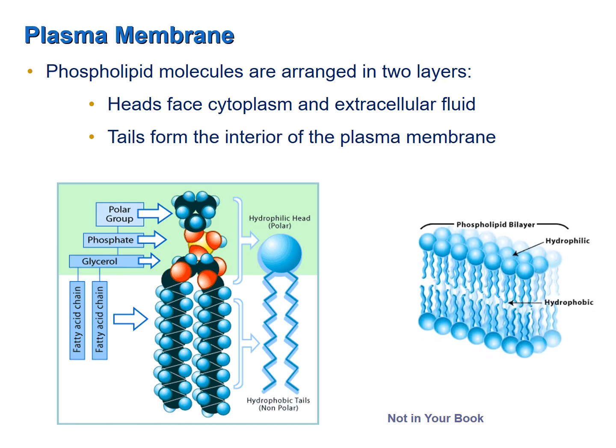The phospholipids arrange themselves in two layers such that the hydrophilic heads are in contact with the water of the extracellular fluid and the water of the cytoplasm. And the hydrophobic fatty acid tails make up the interior of the plasma membrane.